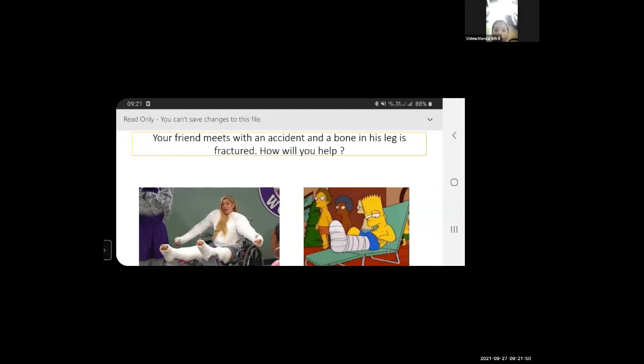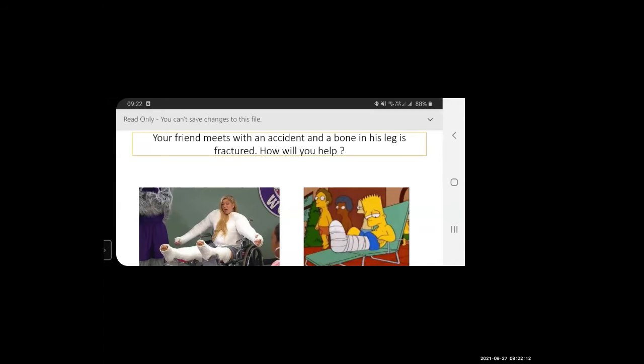Yes, you will take your friend to the hospital. You will rush your friend to the hospital and you will get him checked properly by the doctor. And the doctor will give him medicine, or he will say yes, you have to plaster his leg, or it is a normal fracture, or it is a normal accident.